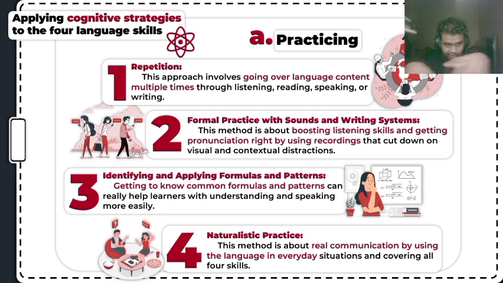And now for the last one, we got naturalistic practice. This method is about real communication by using the language in everyday situations and covering all four skills. For this learning, it includes live talks, recordings, and activities that help learners to respond quickly. Often with some visual help, it uses real reading materials like newspapers, magazines, brochures, and menus to boost understanding.